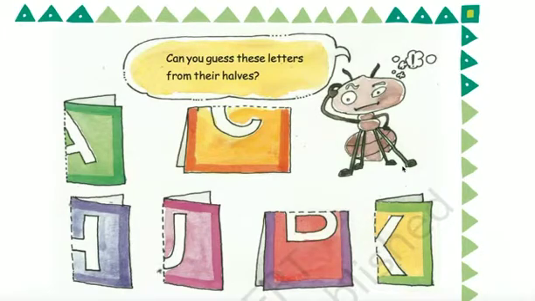Can you guess these letters from the halves? Their halves. Can you guess these letters from their halves? This is A, this is C, this is H, this is U, this is B, right? This is K. Okay. No, X. That one is H only. This is C. That is B. U. This is X, not K.